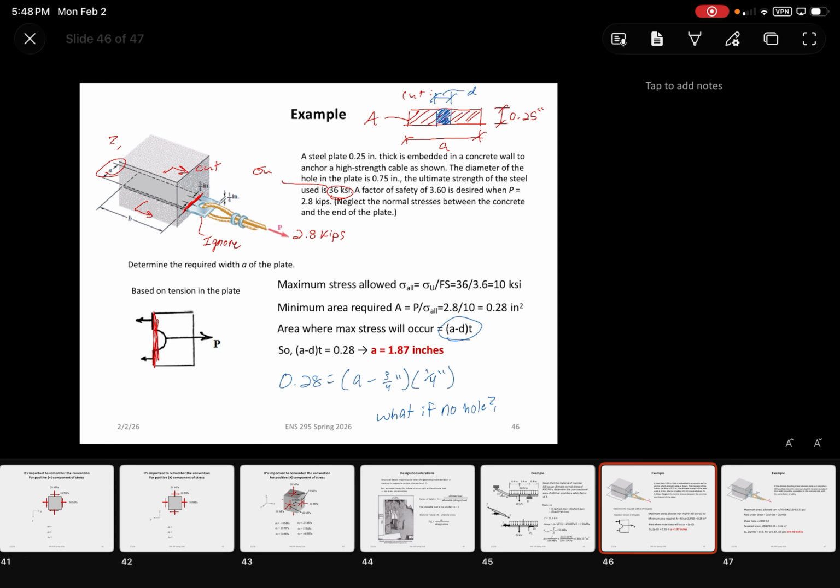Everyone understands what's going on here, right? Or do some people need emphasis? I might not have explained it clearly enough. Yes? Would it be without the hole just 1.12? 1.12. It should be a smaller area for sure. So 0.28 divided by, yeah, it's 1.12. Because at that point, the hole isn't contributing to any stress reduction. So, does everyone else get 1.12 inches squared? Nice.